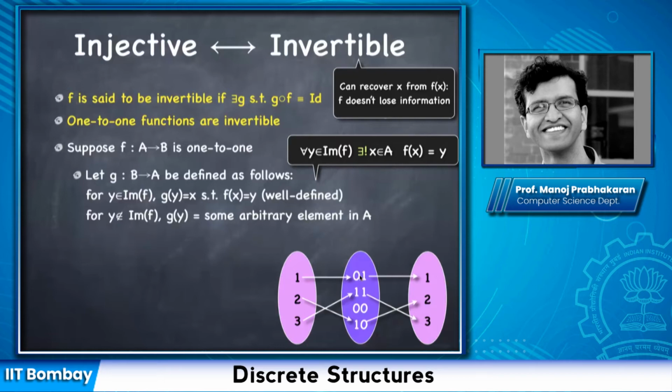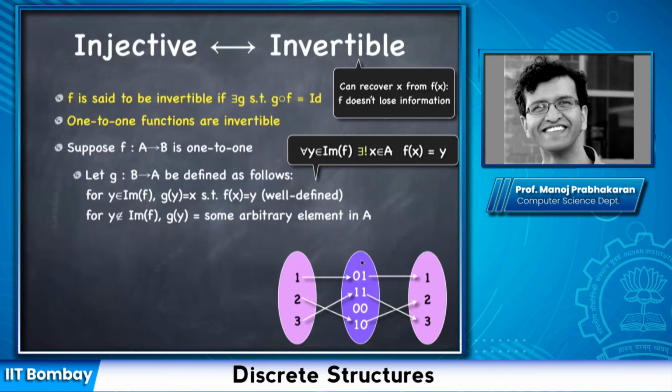For any such element in B, which is also an element in the image of f, I'm just going to find the element in A that is mapped to it by f. In this case it is 1, and I will say g will map this element to that. So g maps 0,1 to 1, g maps 1,1 to 3, because 3 is the unique element in A that is mapped to 1,1, and it will map 1,0 to 2. But it's still not a fully defined function.